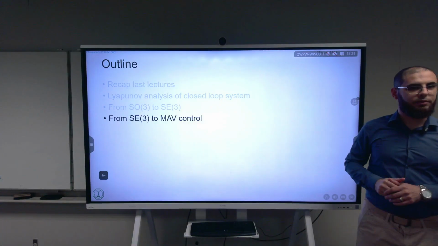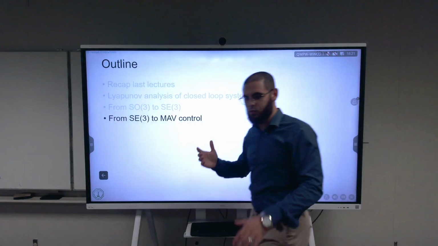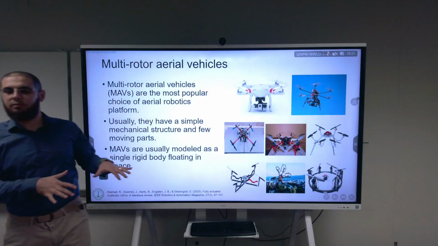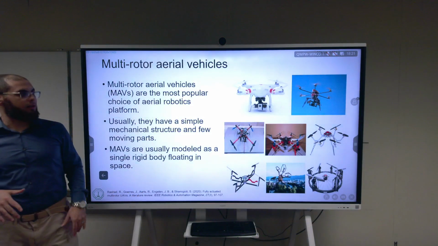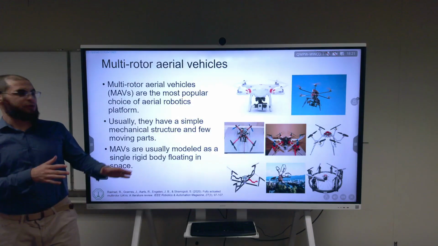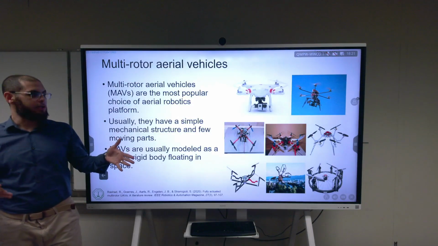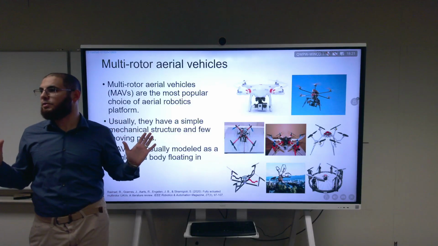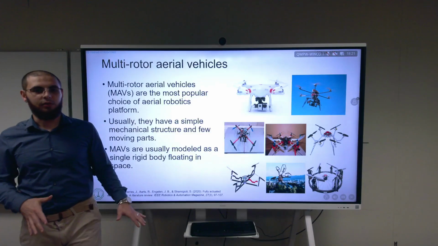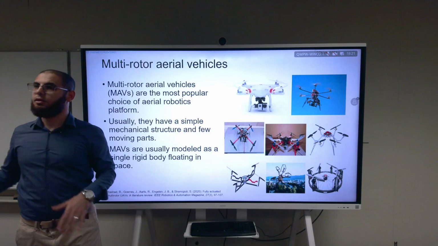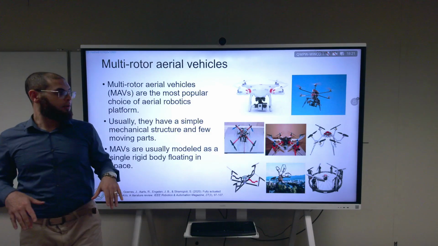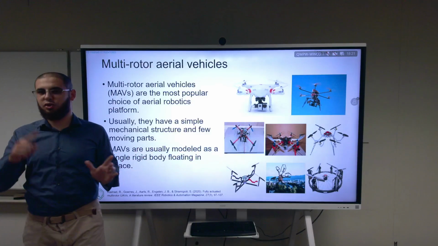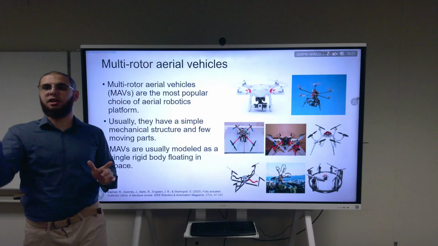Done. How do we make this into real life? So MAVs is short for multi-rotor aerial vehicles. It is the most popular choice, simply because you don't need to know any aerodynamics. That's, in my opinion, the only reason why it's very famous. Aerodynamics is very hard, at least for people that are in robotics. It's a lot of mechanics, very hard. But if you just have propellers, you don't need to know aerodynamics. You just rotate the thing, it gives you a force and a torque, and that's it.